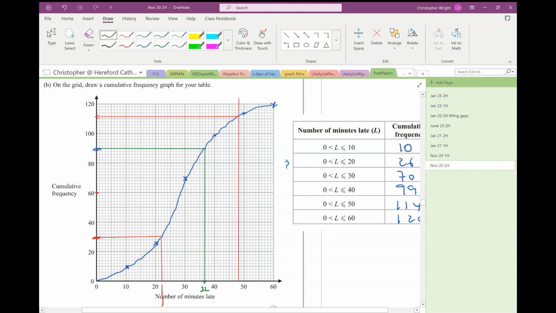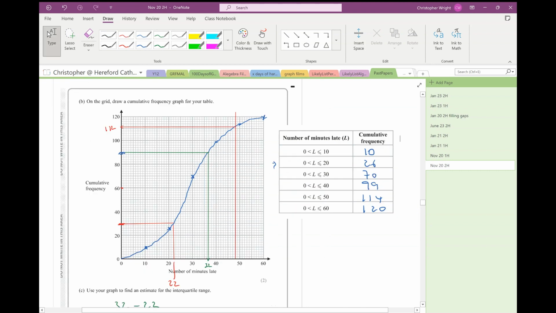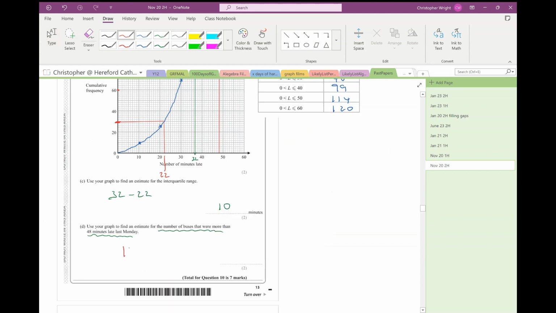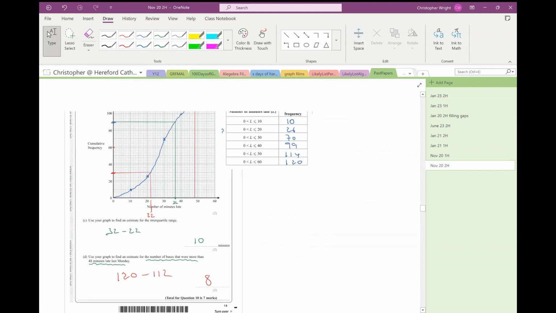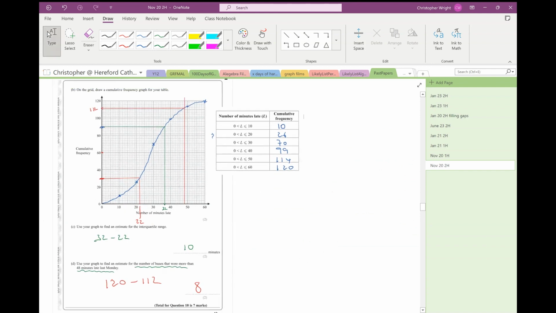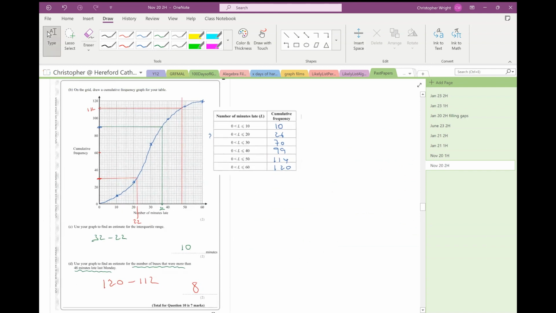Let's have a look. That looks to me like, remember, two buses for a square here. It's 110. So that looks like 112 buses were less than 48 minutes late, and there are 120 buses in all. 120 minus 112 means that my estimate for the number of buses which are more than 48 minutes late is 8. And there's that cumulative frequency question finished.